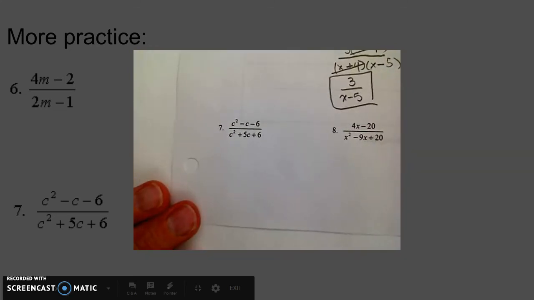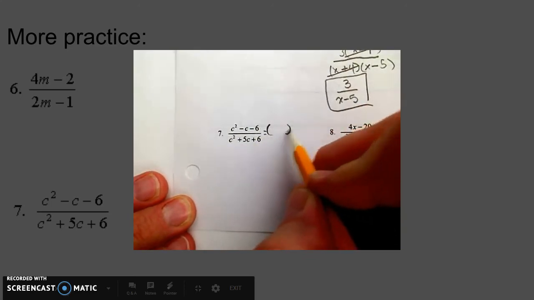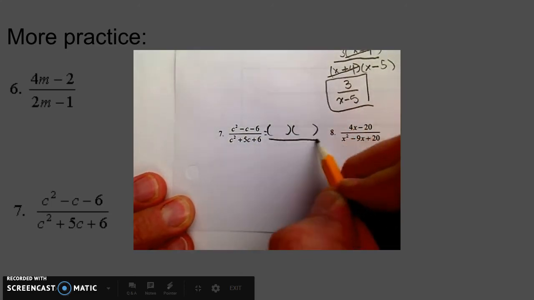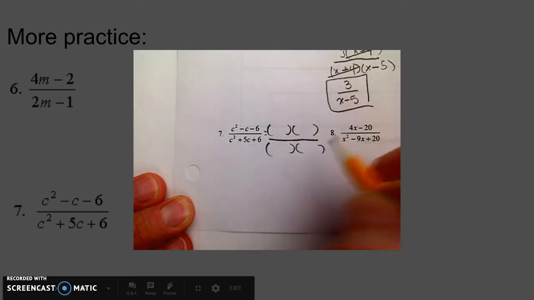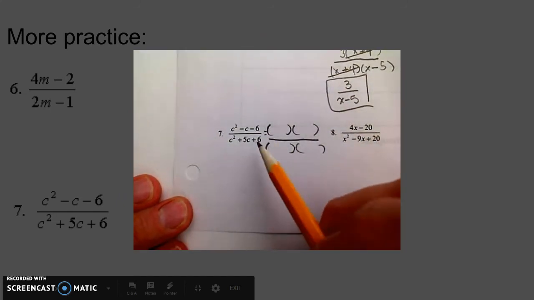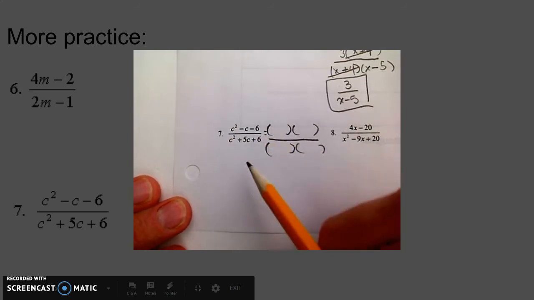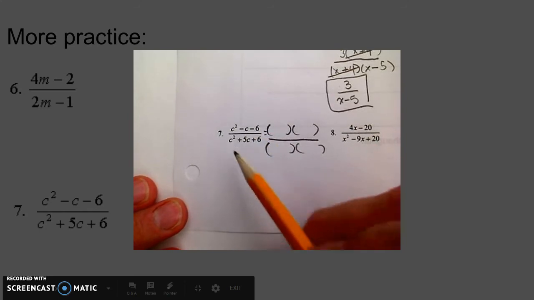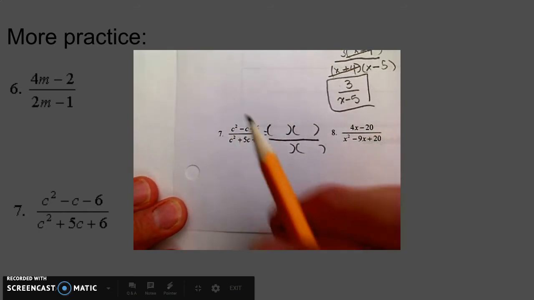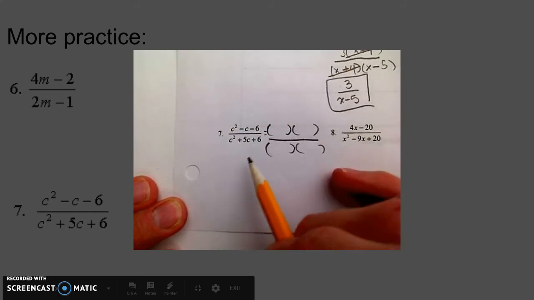Let's look at number 7. I can see that these are both quadratic trinomials. They're both going to be factored down into two binomial factors. Don't fall into that trap where you see the 6 and the 6 and you think you can cancel these out, or the c and the c squared. All right? It's not going to work that way. When you see these trinomial factors, or a quadratic of any type, you need to go in and factor them.